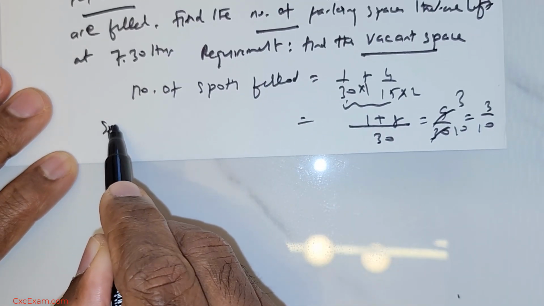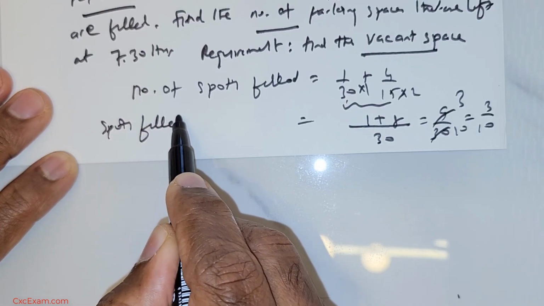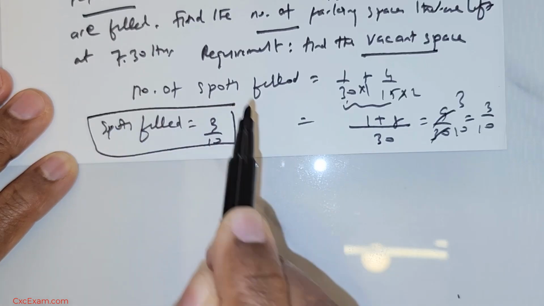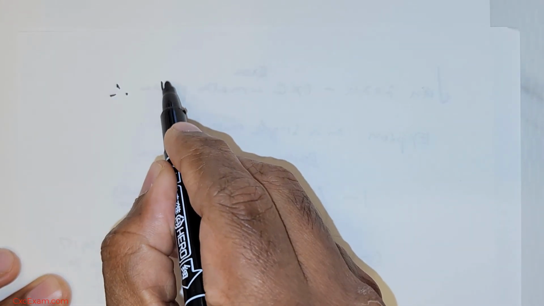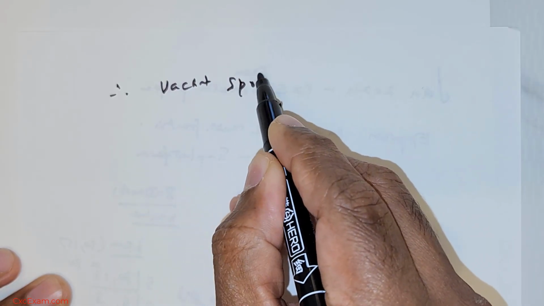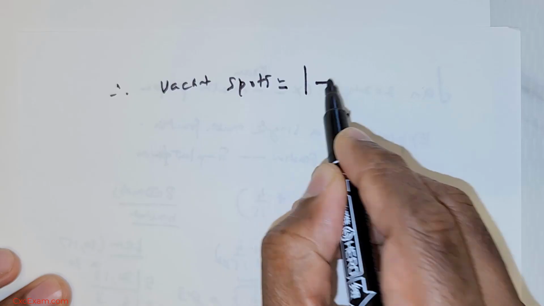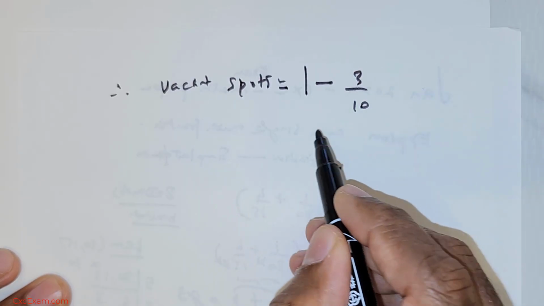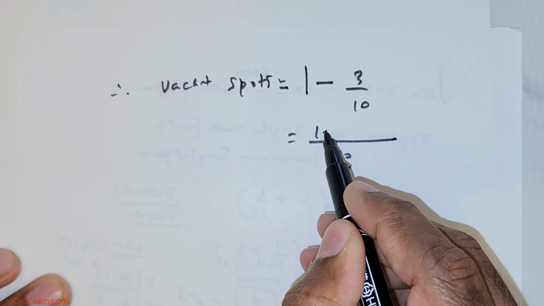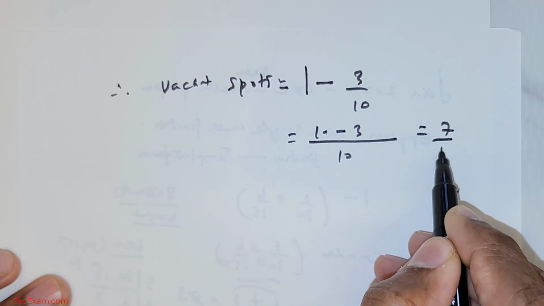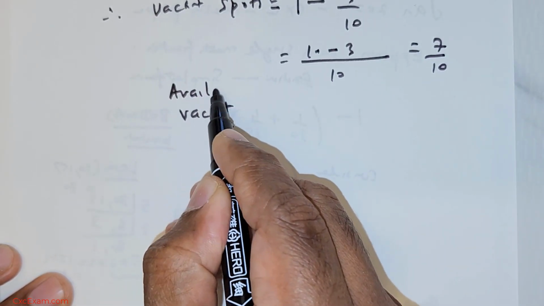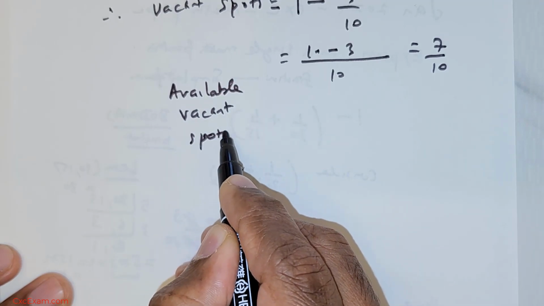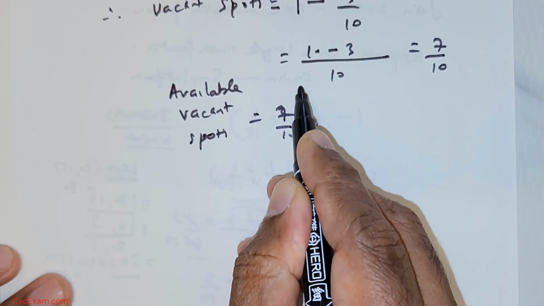So spots filled is equal to 3/10. Okay, now they are asking us to find the vacant spots. Therefore, vacant spots is equal to, from 1 you take away 3/10. LCM is 10, so it's going to be 10 minus 3, which is going to be 7/10. So what is this? This is the available vacant spots, 7/10.